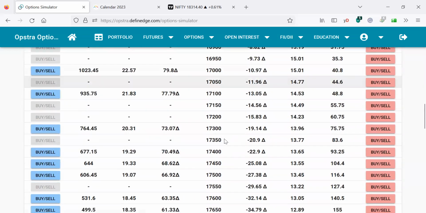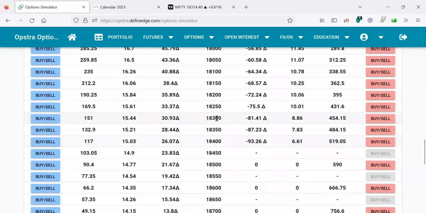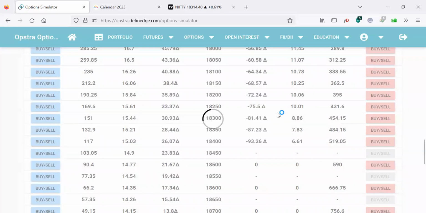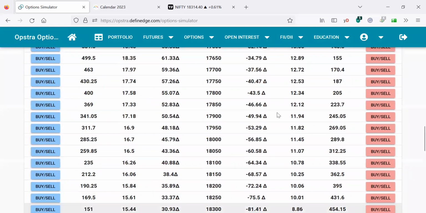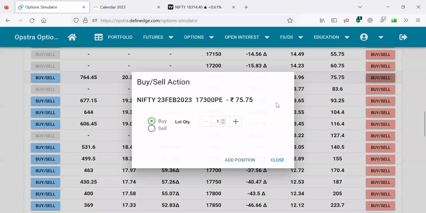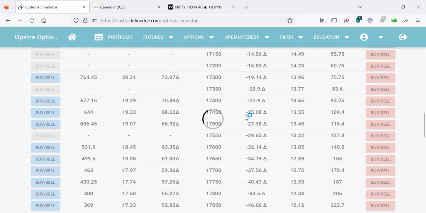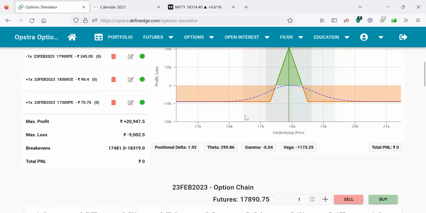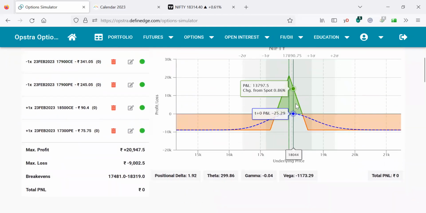So I'll just go to the option chain. The 18,500 call I'll be buying for hedging purposes. The margin required will also be less because of this. And the 17,300 put I'm going to buy over here. Now if you check it here, this is how it looks. This is called an iron fly.